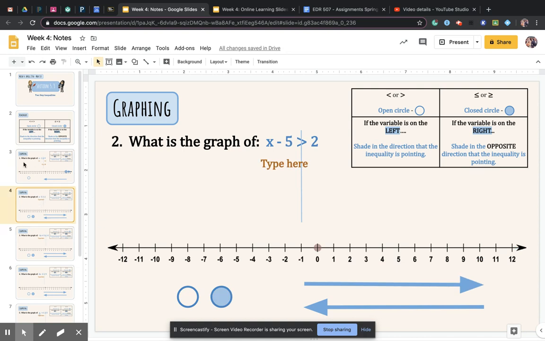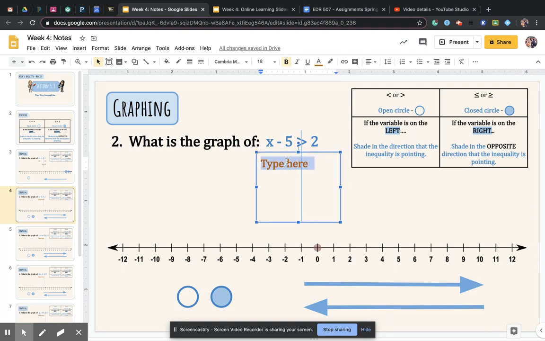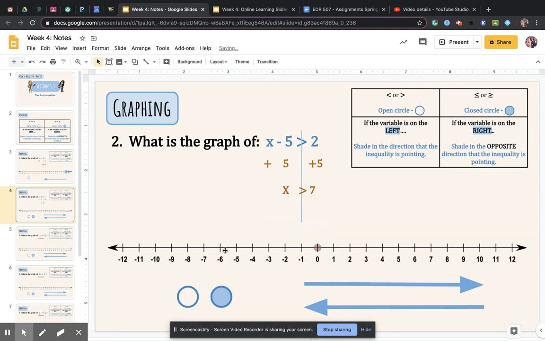Let's do another one here. I have x minus 5 is greater than 2. I want to get x by itself, so I am going to add 5 to both sides. When I do that, I am left with x is greater than 2 plus 5, which is 7. Same thing, this is an open circle on 7. And then my arrow is going to point to the right because my variable is on the left side and the inequality is pointing to the right.